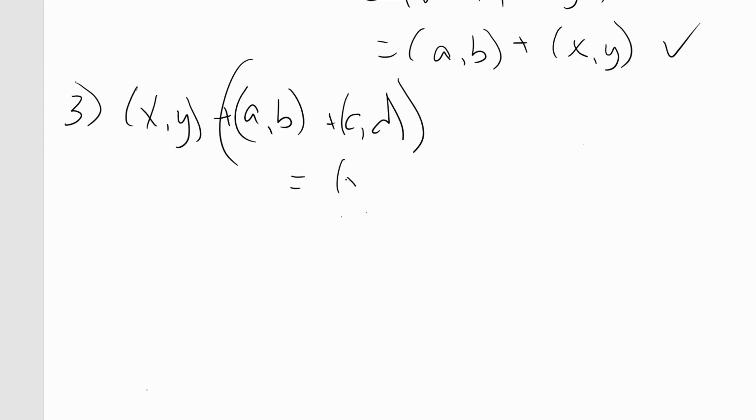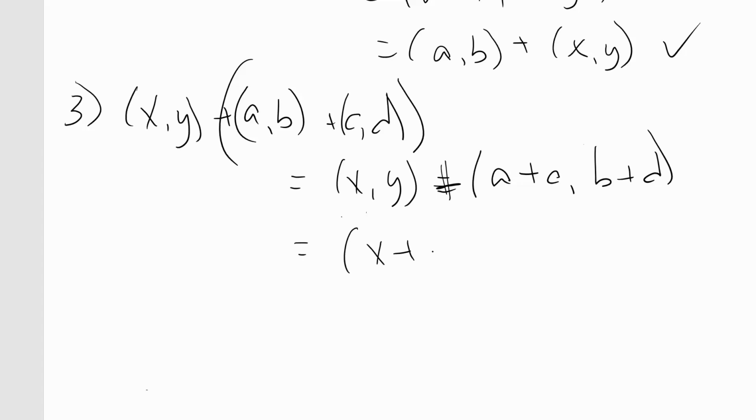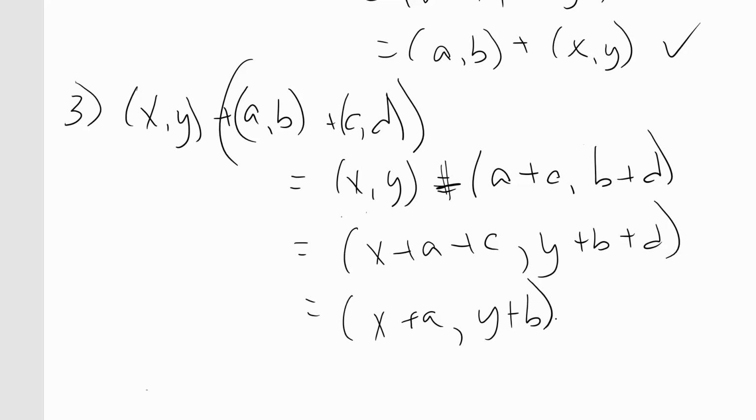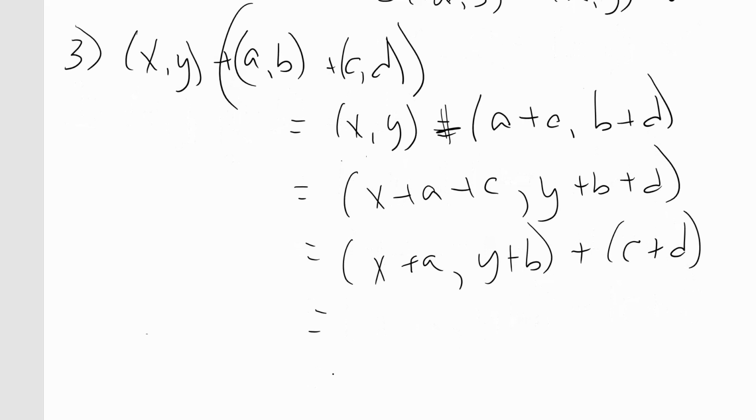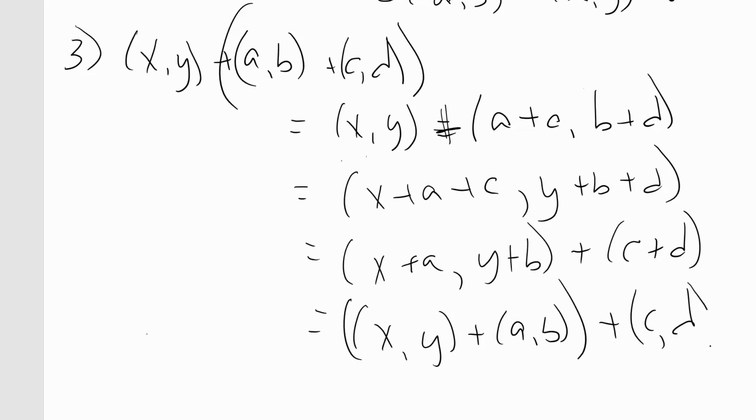All right, so this is going to be (x, y) plus (a plus c, b plus d). That's going to be (x plus a plus c, y plus b plus d), which I can break up to be (x plus a, y plus b) added to the ordered pair (c, d), which is then (x, y) plus (a, b), which I did first, so I'm going to put those in parentheses, then plus (c, d). So yes, I did show that that is true.